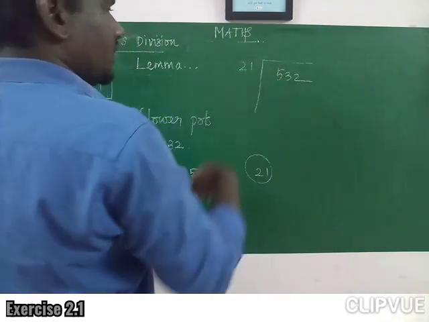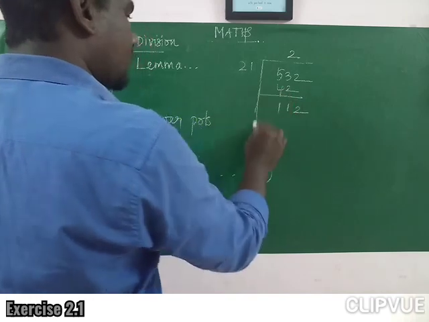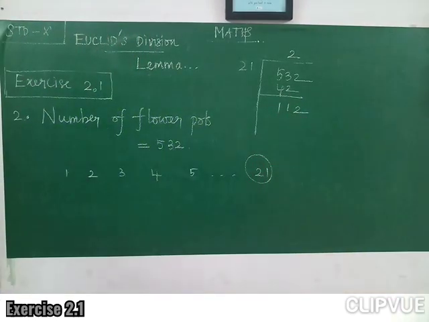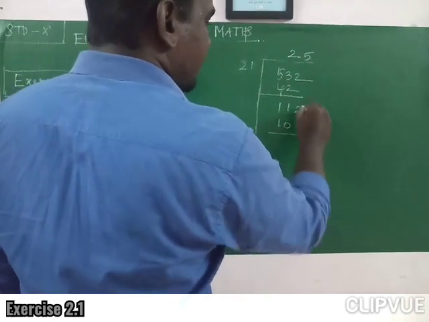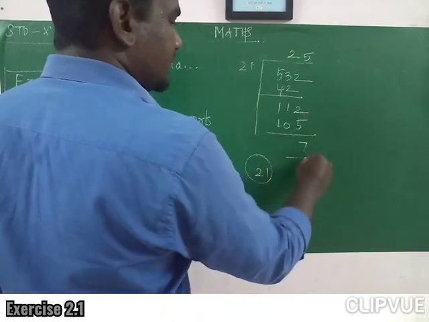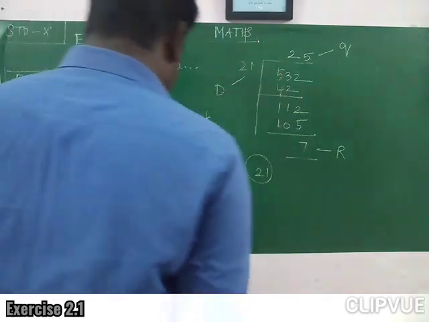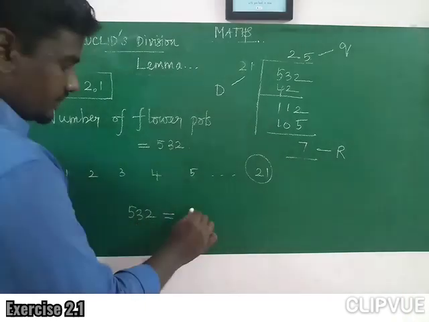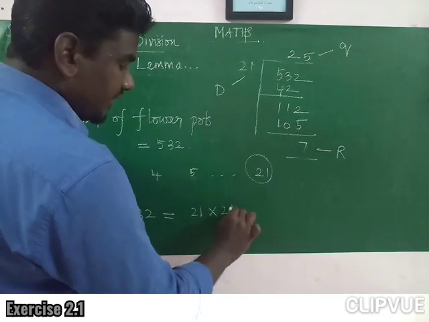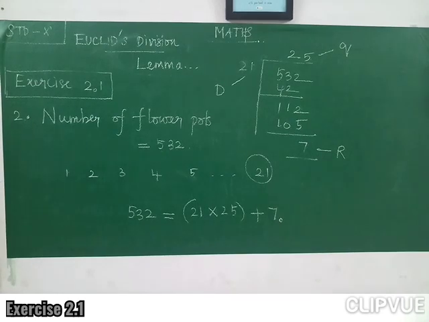532 by 21. First, 2 times 21 means 42. Then 1, 1, 2. How many 21s? 5 times. 5 ones are 5, 5 twos are 10. Subtracting, the remainder is 7. This is the remainder, this is the quotient, and this is the divisor. So 532 can be written as 21 into 25 plus 7.